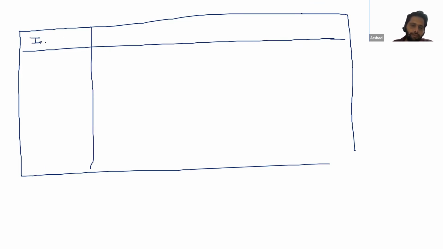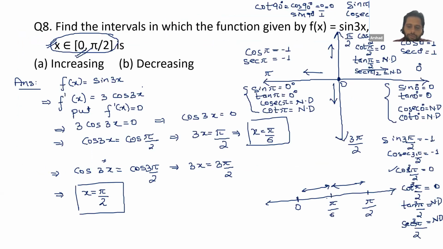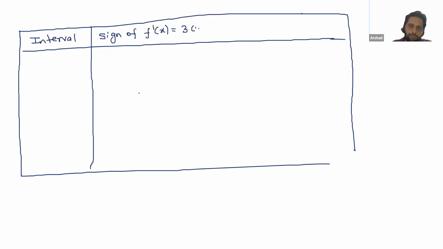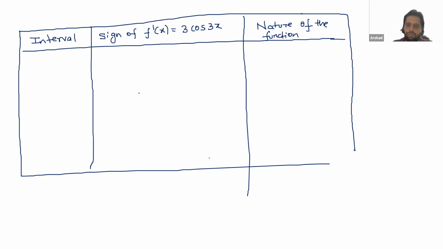So here we have the interval. Here we have the sign of f dash x. What is f dash x? Here we have 3 cos 3x. Then last we have the nature of the function. Now, the interval. Who can tell me first?